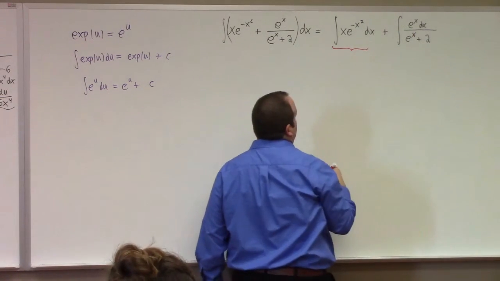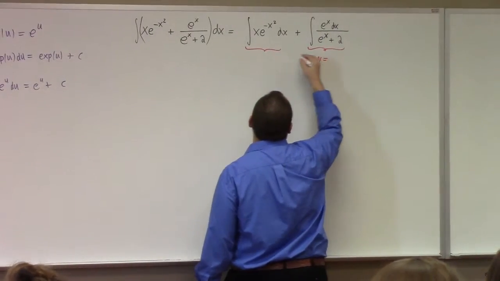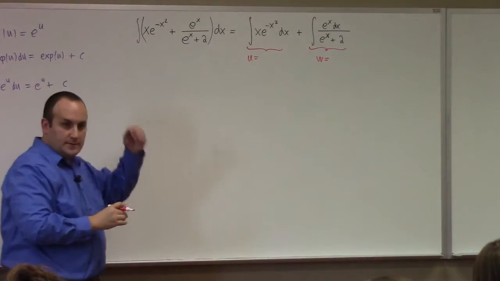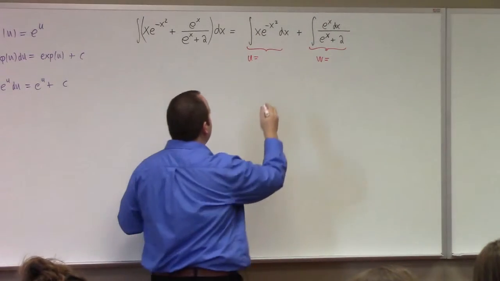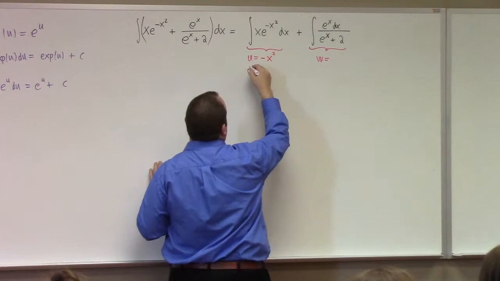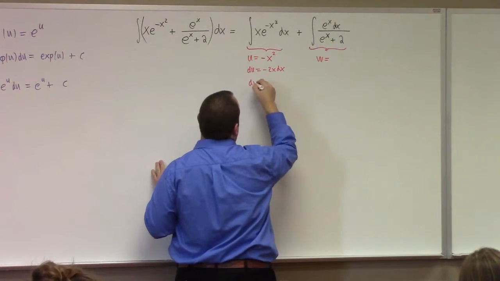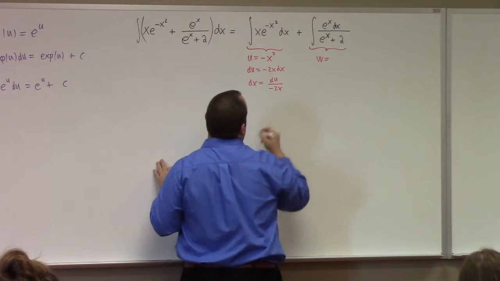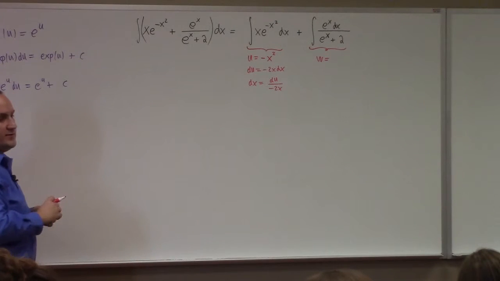So what should I make my u substitution here, or what should I make my w substitution over here? Because I need different substitutions to do these different pieces. That's kind of just like the one we just did. So du is minus 2x dx. If I solve for dx, we get what? dx is equal to du over minus 2x for the first integral.